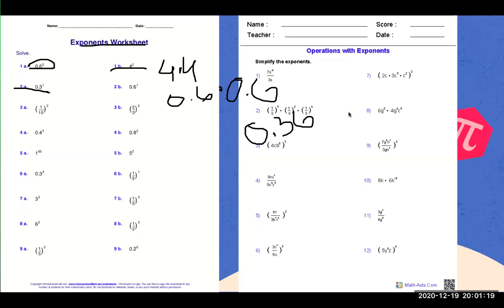0.36. If you haven't learned decimal multiplication, a bit past... Okay, Neil, unless you have a question, can you please be muted?